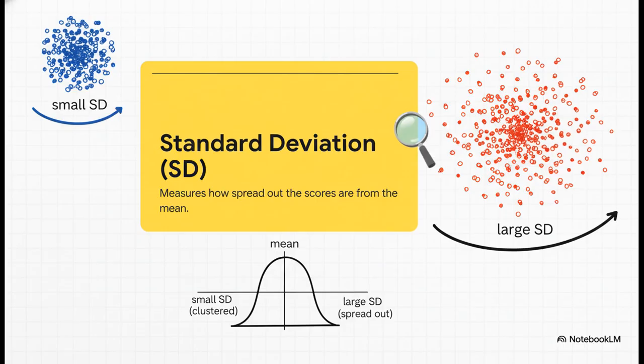But the average never tells the whole story. That's where the standard deviation, or SD, comes in. It tells you how consistent the scores are. A really small SD means pretty much everyone's score was huddled up right around that average. But a large SD, that means the scores were all over the map.